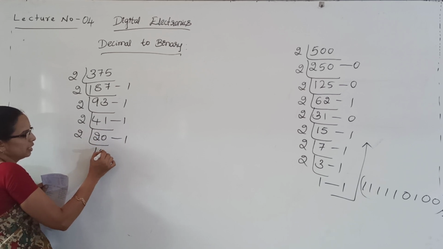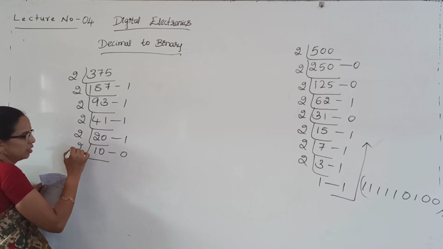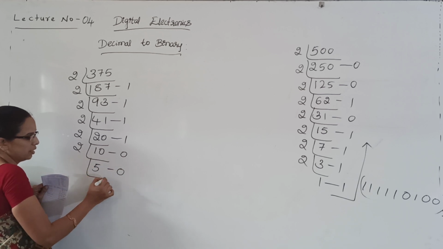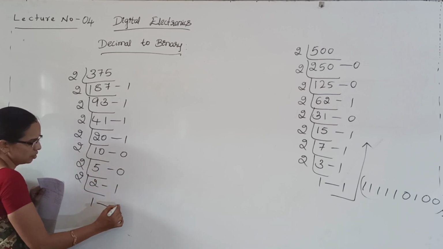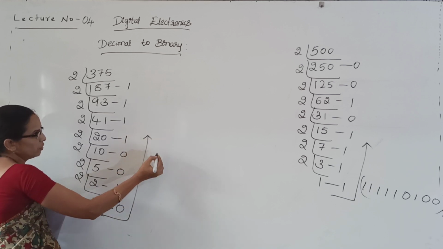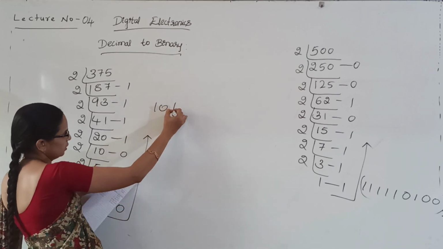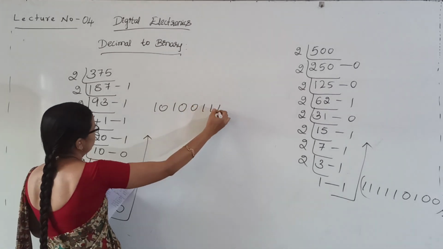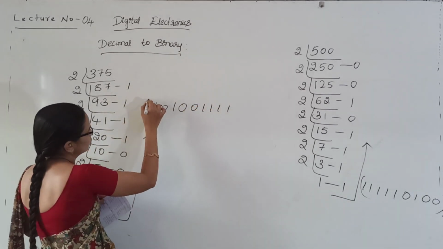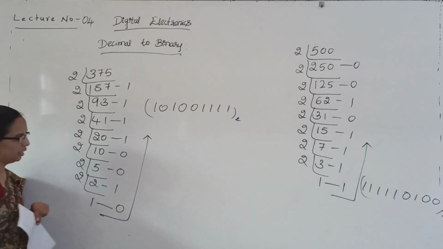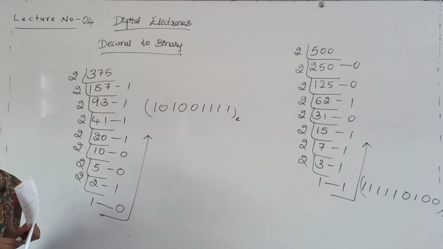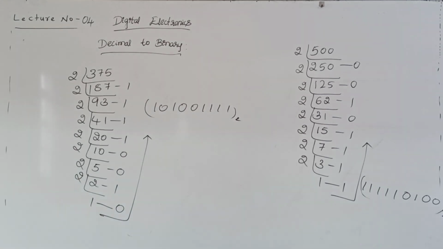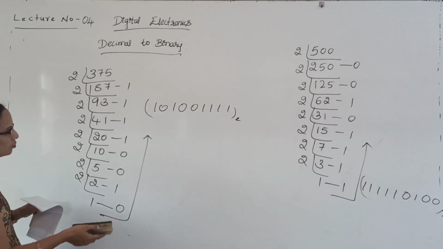2 10s are, 0 is the remainder. 2 5s are, 0 is the remainder. 2 2s are, 1 is the remainder. 2 1s are, 0 is the remainder. You move in this direction. 1 0 1 0 0 1 1 1 1 is a binary equivalent of 375. Okay.